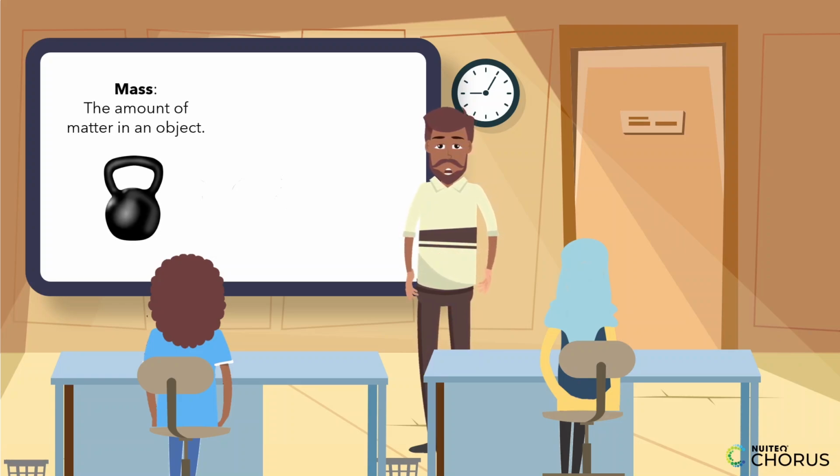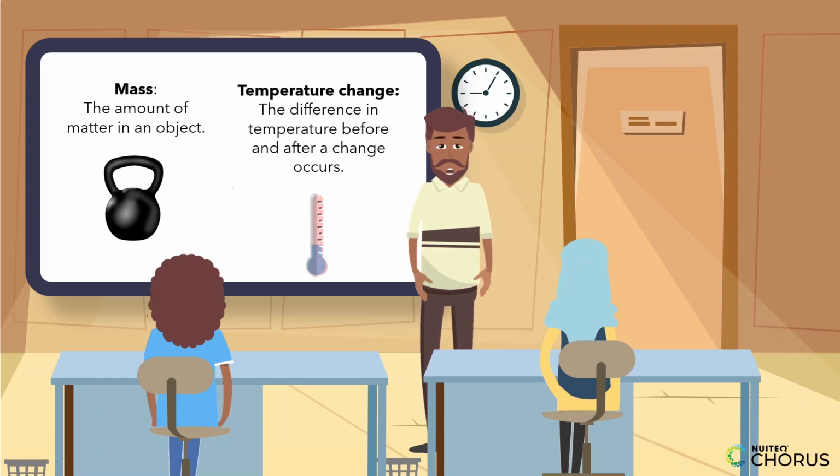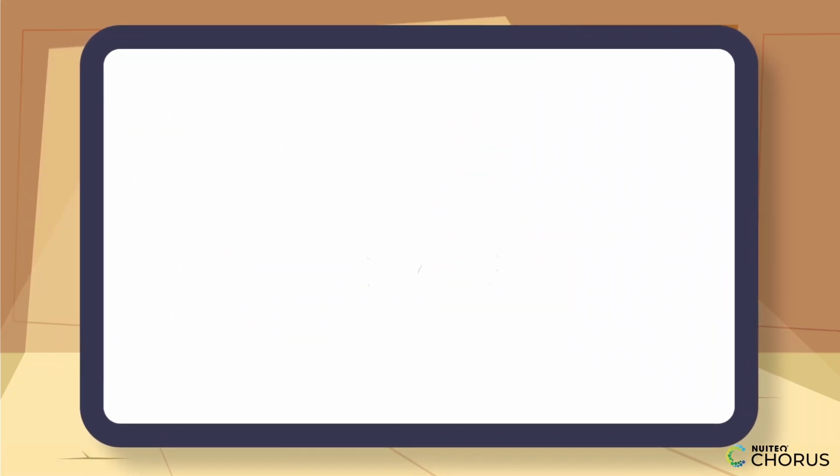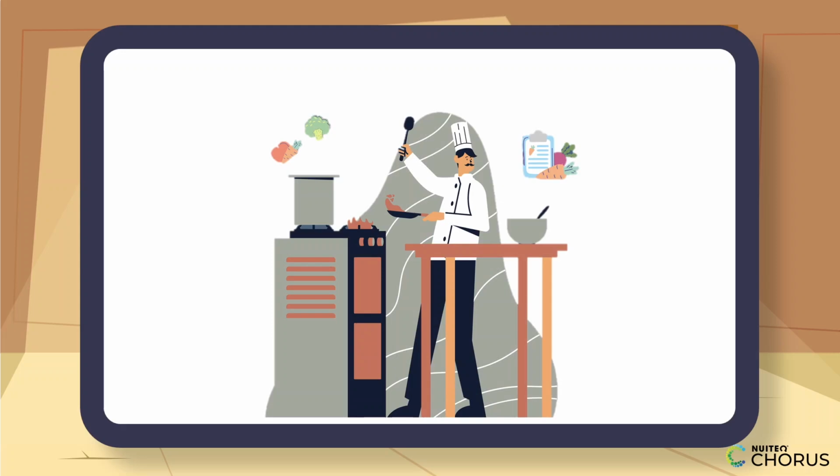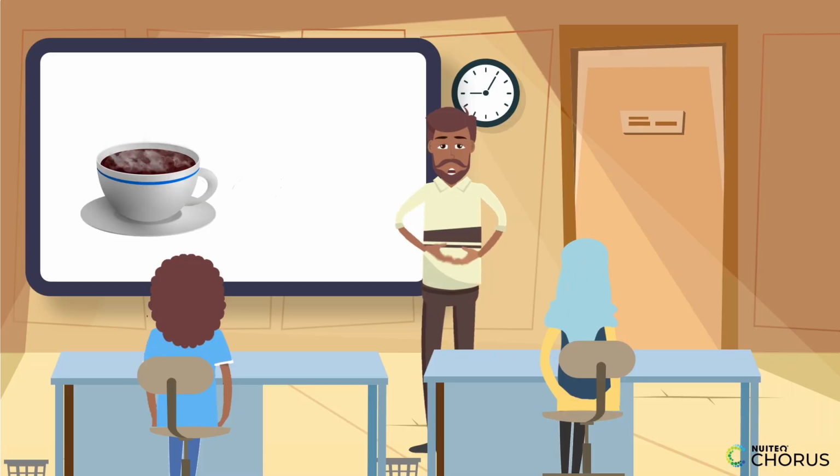Mass is the amount of matter in an object, and temperature change refers to the difference in temperature before and after a change occurs. Think about cooking. The amount of ingredients you use, or mass, and how long you cook them, affect the final outcome of your dish. Let's start with a simple example.